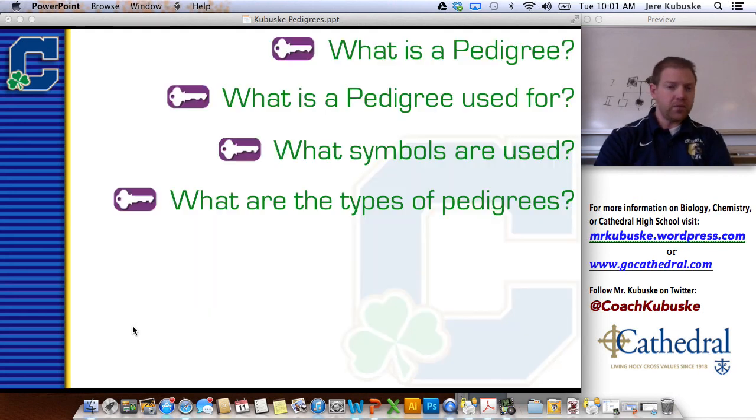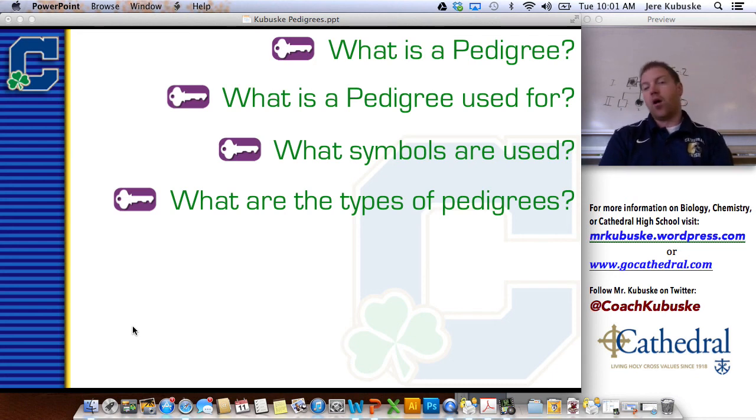Okay, so that's kind of a wrap up. So a pedigree is used to show the path of a trait through a family. It's used to predict possible outcomes and defects. We've talked about the symbols, circles and squares, and how the lines go in between. And then we talked about the 4 types of pedigrees.